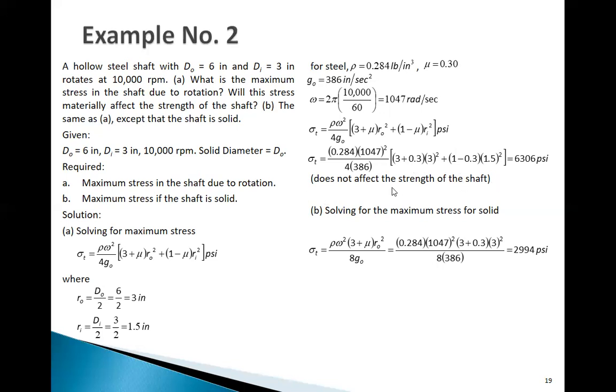So this doesn't affect the strength of the shaft because it has a limit of 50,000, 5,000 for cast iron. So in this shaft, letter B, solve for the maximum stress for solid. Sigma t is equal to rho omega squared times 3 plus mu R sub O squared over 8, which is equal to 0.284 times 1047 squared times 3 plus 0.3 times 3 squared over 8 over 386, which is 2,994 psi. So, diba? Consulin, mama stress. Okay? Thank you very much. This is the end of my talk.